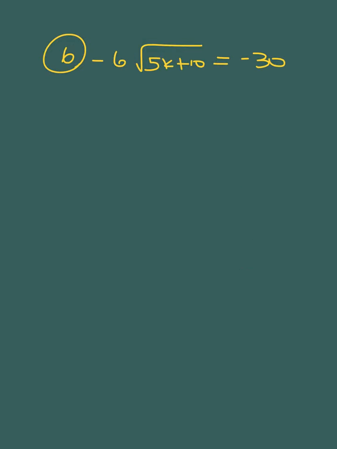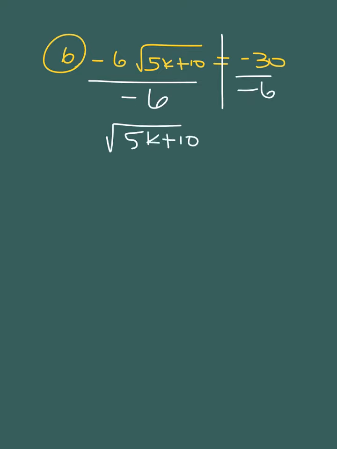In number 6, again, here's my wall. I have negative 6 times the square root of 5k plus 10 is equal to negative 30. So again, I have to isolate my radical sign. So this is negative 6 times the radical there. So I'm going to divide everything by negative 6. So I have the square root of 5k plus 10 is equal to positive 5.